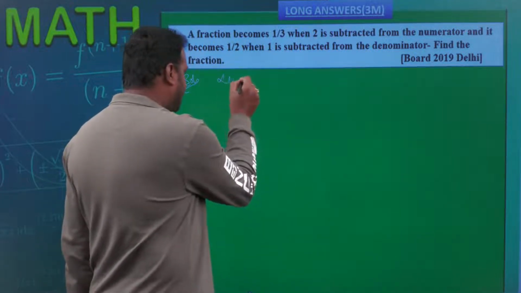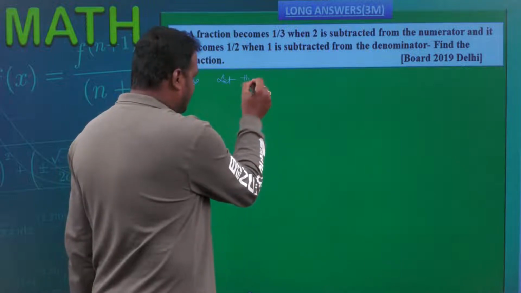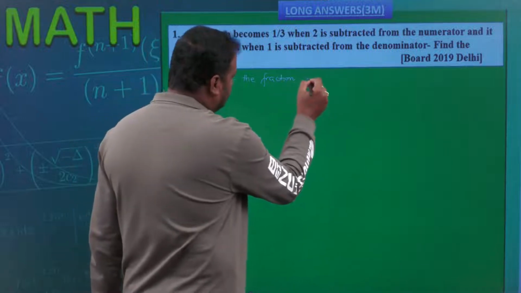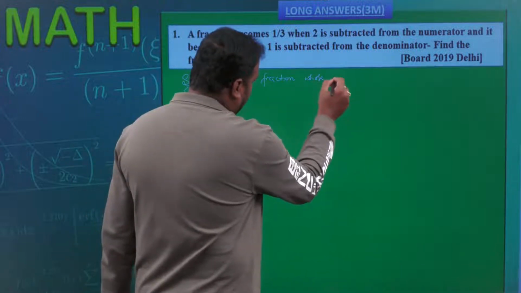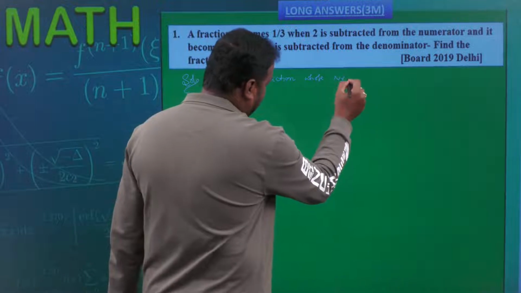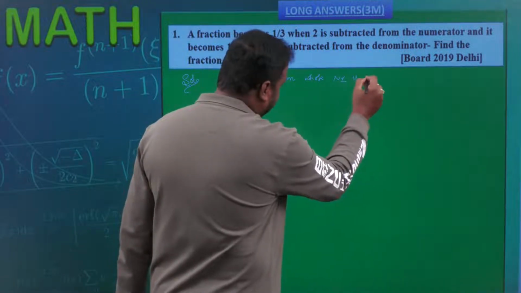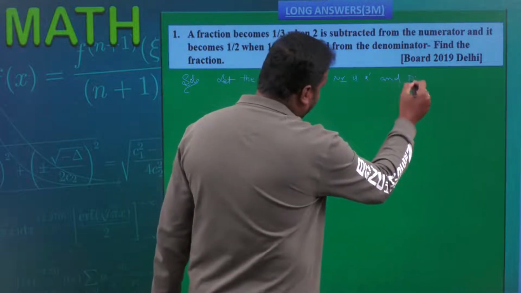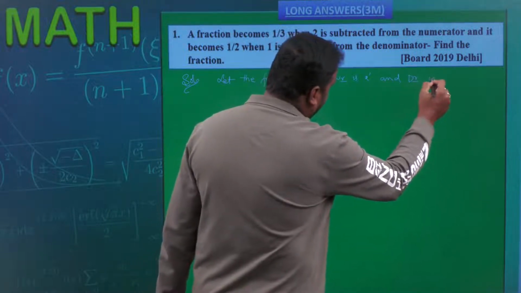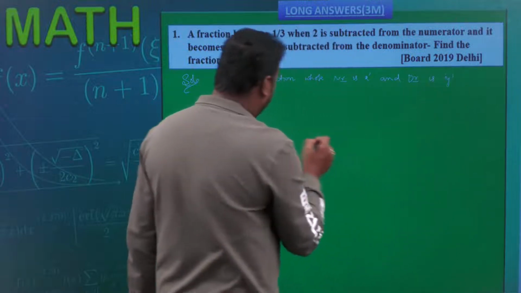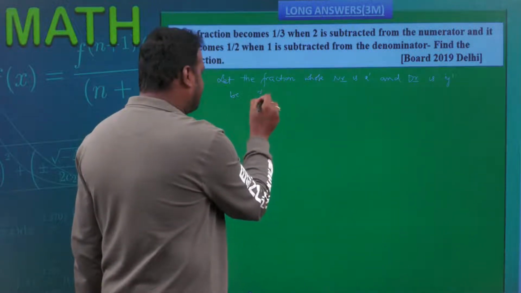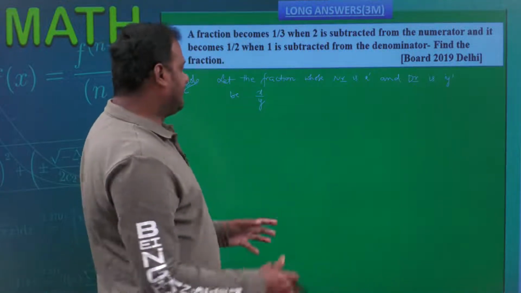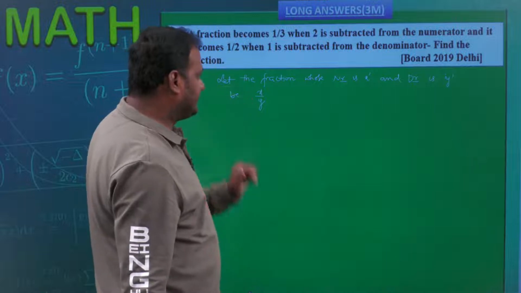So let the fraction whose numerator is x and whose denominator is y be x divided by y. This is our required fraction. For that we need to find the numerator and the denominator.